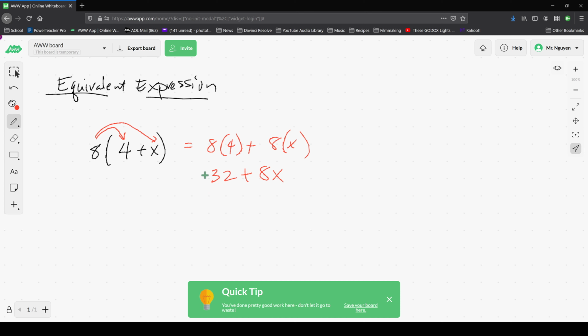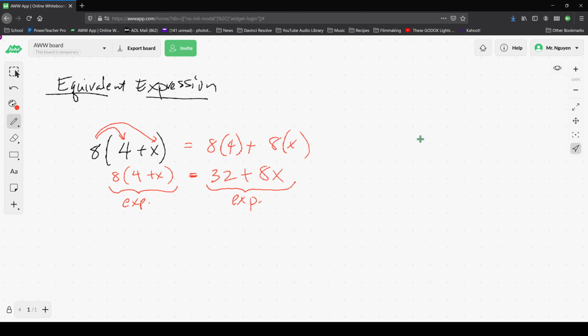So this here, 32 plus 8x, is equivalent to 8 times the sum of 4 and x. These two are equivalent expressions. So this is an expression, and this is an expression. These two are equal to each other, thus the equal sign, right? So we've seen equivalent expressions before. The other thing that we talked about last time, this is using the distributive property, of course. This is the distributive property.